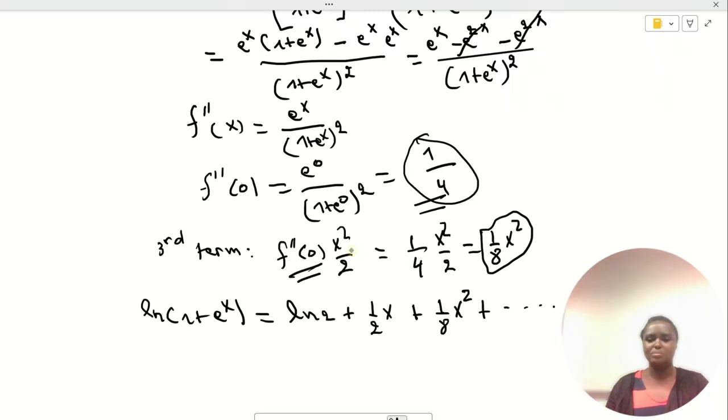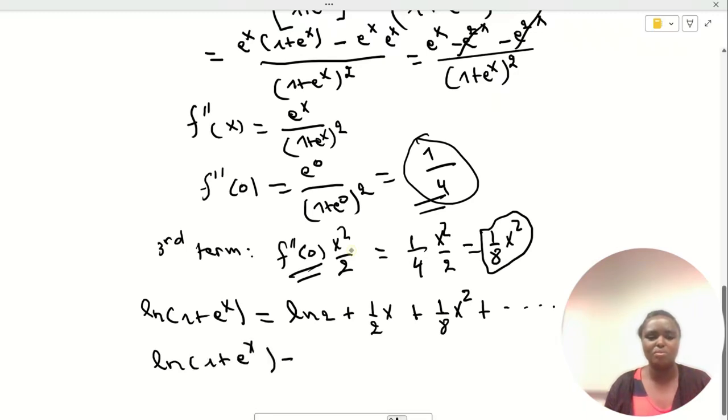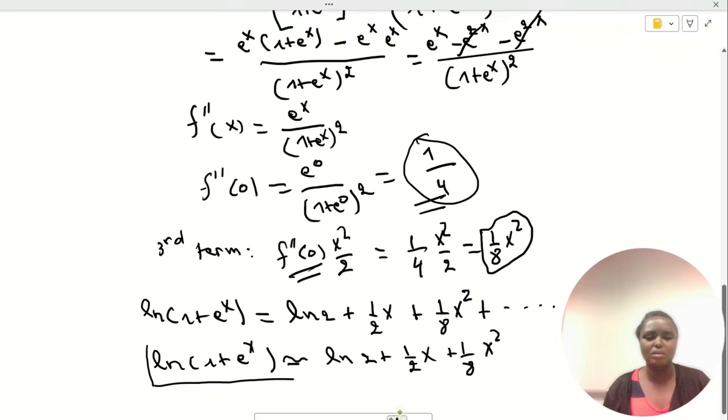So that's the expansion, and we only needed these 3 terms, and we can easily say ln of 1 plus e power x is approximately equal. If we want to leave other terms, then we will say that it's approximately equal to ln of 2 plus 1 over 2x and plus 1 over 8x squared. So that was it. That was the answer that they needed.